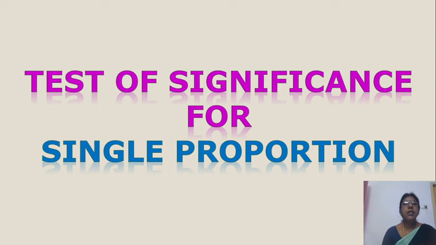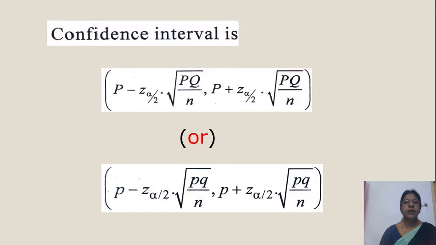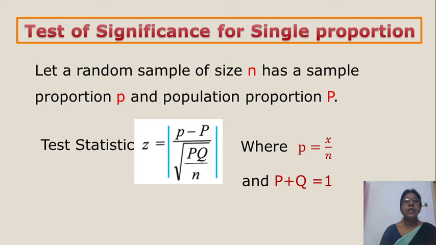Okay, this is unit 4 and the topic is test of significance for single proportion. You see the formula here. Let a random sample of size n have sample proportion small p and population proportion capital P.